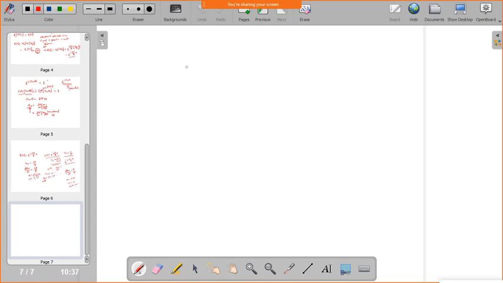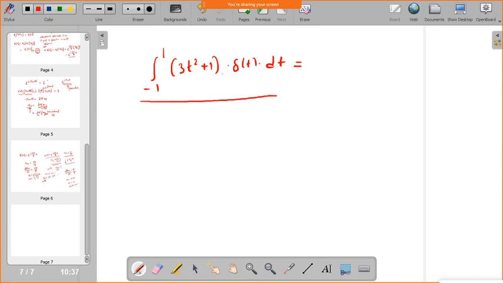So now I'll give another problem. Just try to solve this one. If you don't get it, I will tell you. A simple one based on the delta function: the integral from minus 1 to 1 of 3t square plus 1 into del of t into dt. Now what is the value of this? Can anybody answer? It is based on the property of the delta function.